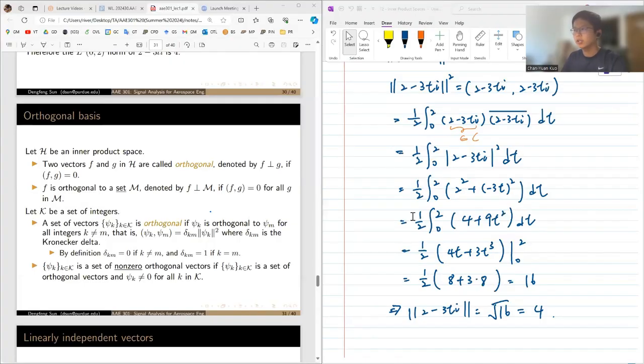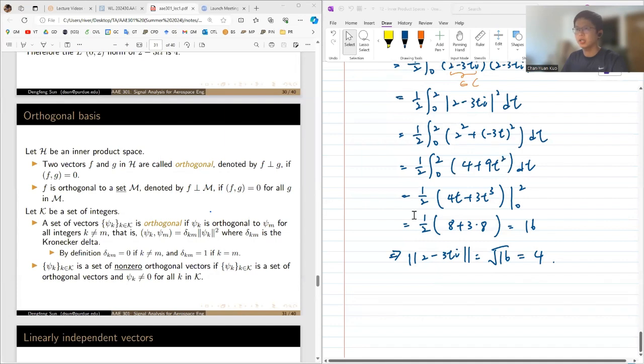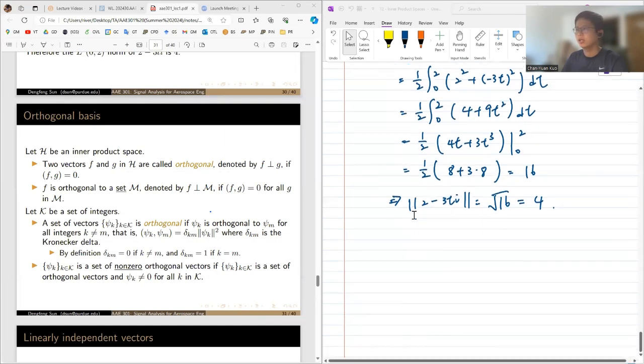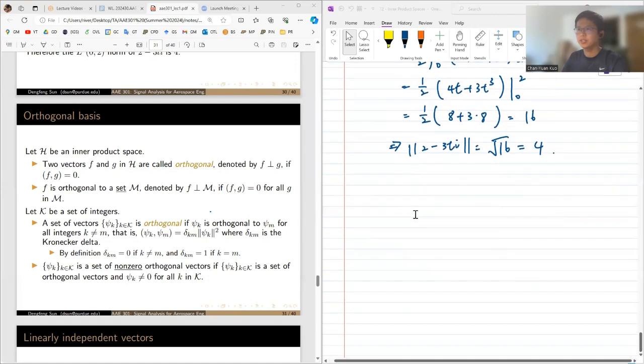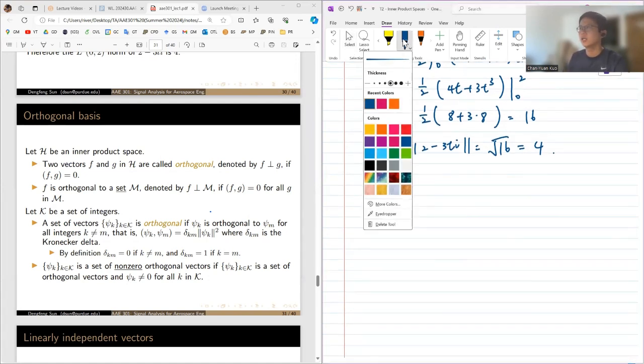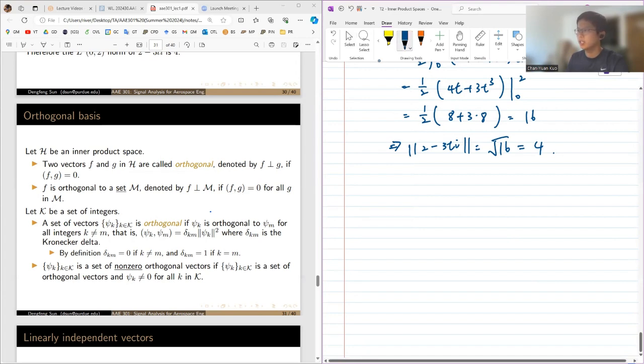Now let's talk about another important concept in linear algebra. It is the orthogonal basis. So first, let's consider this inner product space H. Oh, sorry, H is an inner product space.